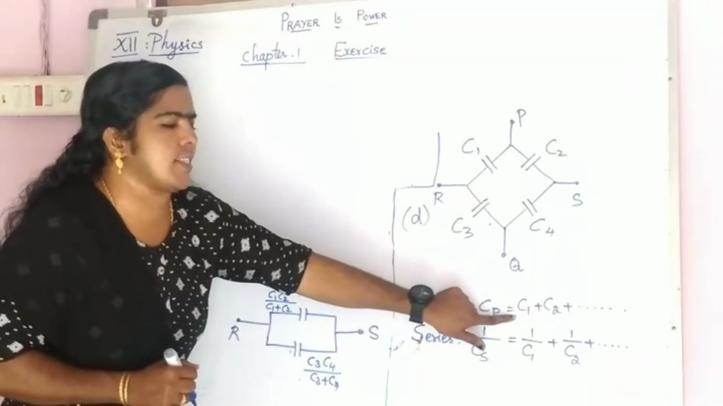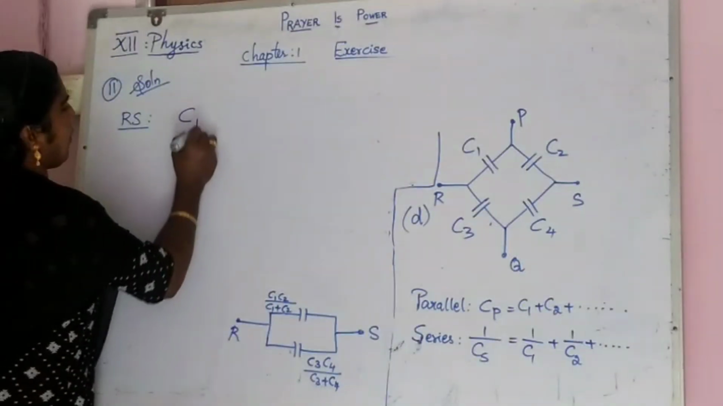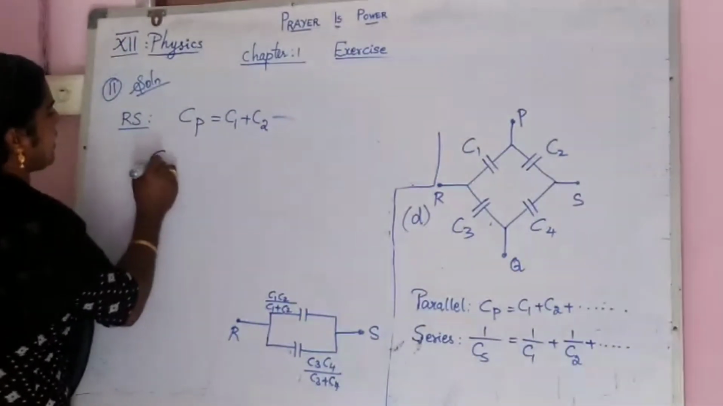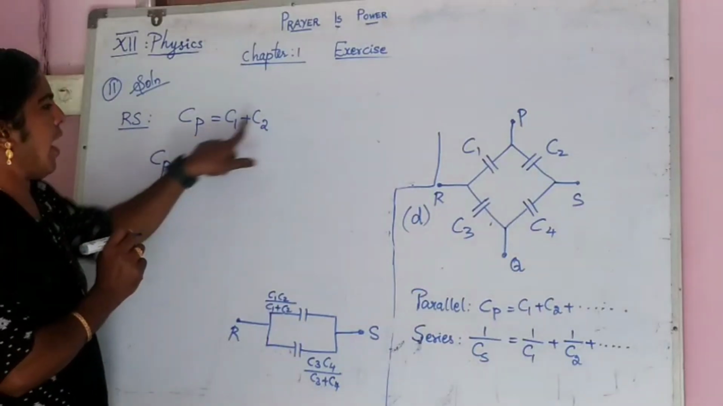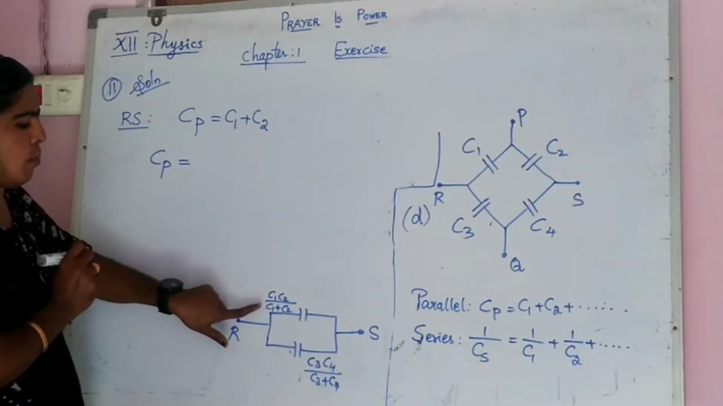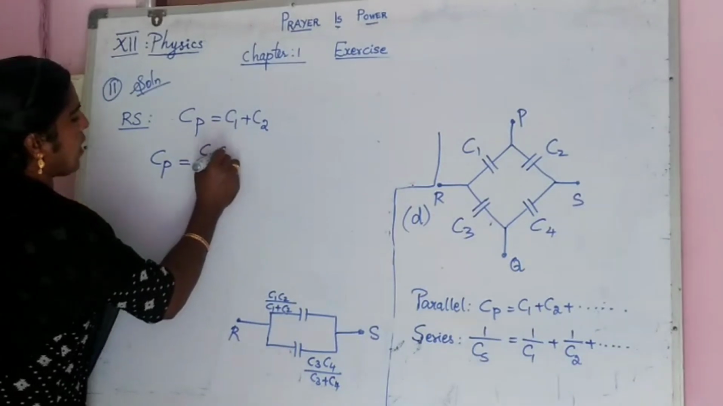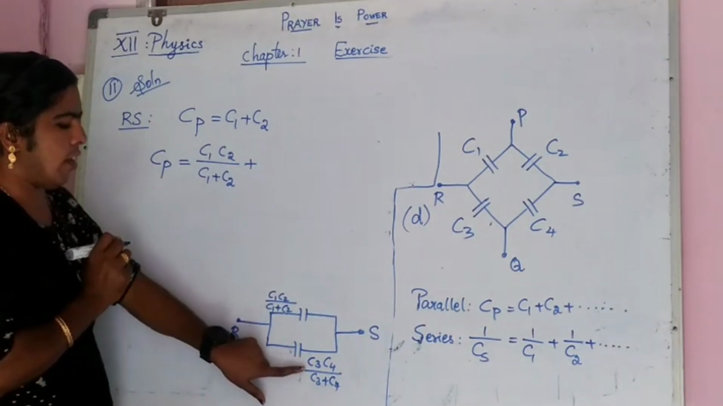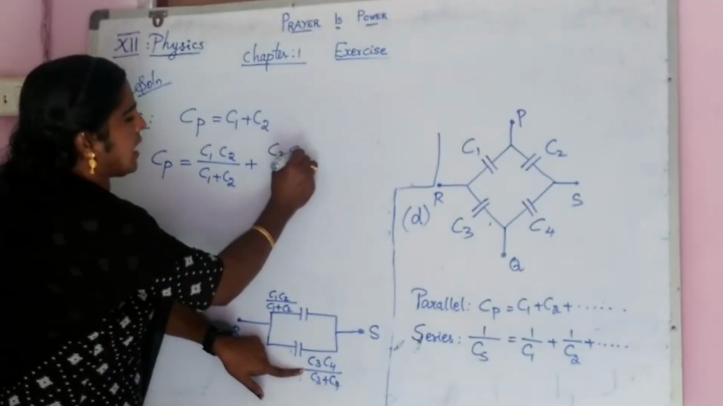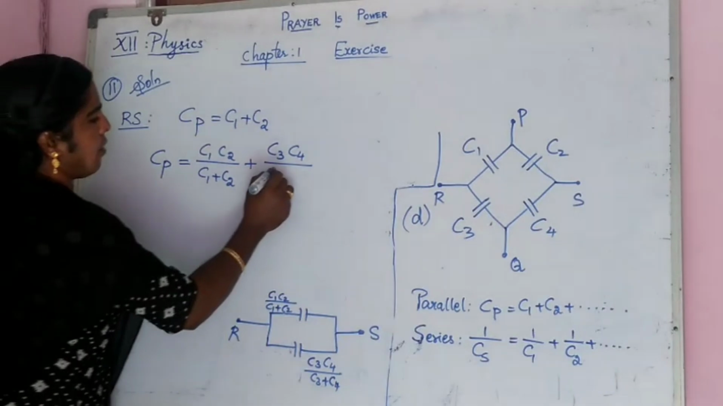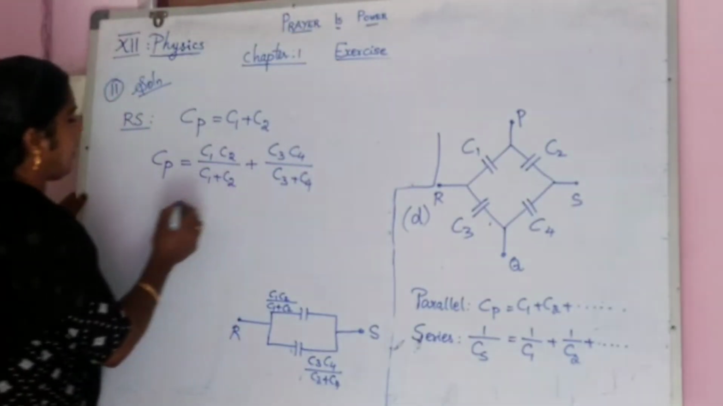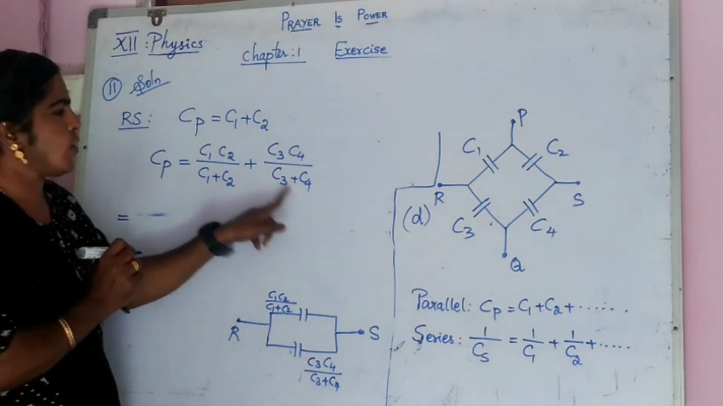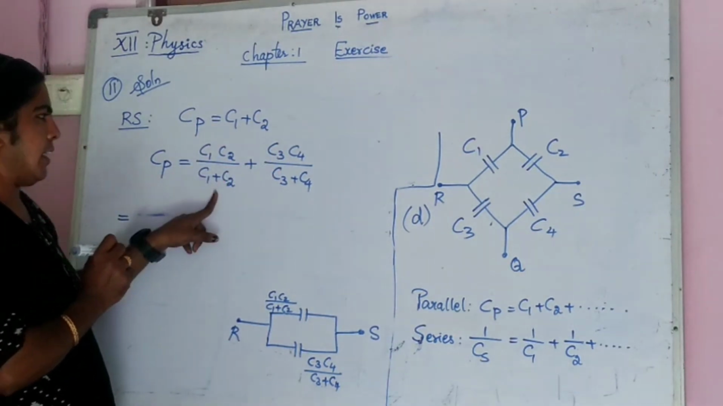Parallel formula. Cp is equal to C1 plus C2. Cp is equal to, the C1 value is this value, C1 C2 by C1 plus C2, plus the C2 value is this one, C3 C4 by C3 plus C4. That is equal to, here the denominators are different, so we are cross multiplying the terms.